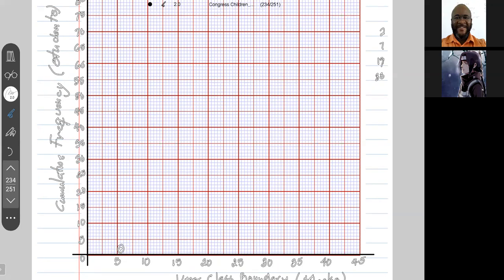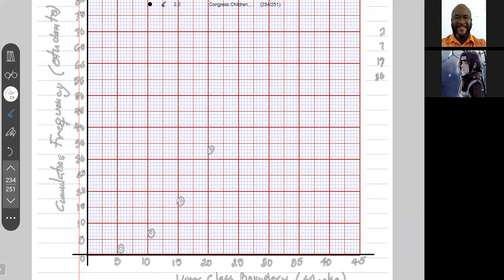Then 10.5, 7. 10.5 comes immediately after 10, then 5, 6, 7. That would put me here. Then 15.5, 17: 15, 16, 17. That's here. Then 20.5, 33. 20.5 is immediately after 20. This is 30, 1, 2, 3. That will put me here.